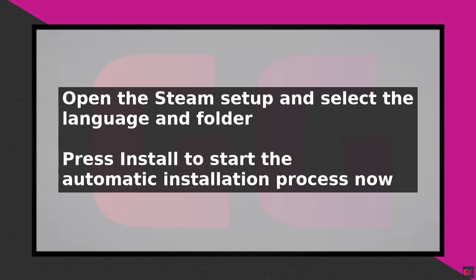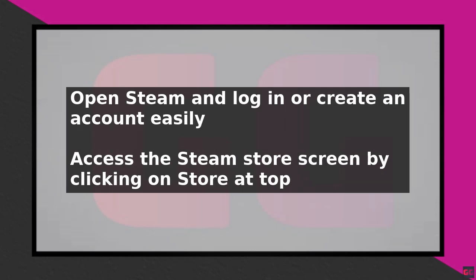With Steam installed, open the app, and you'll be prompted to either log in or create an account. If you don't have an account, creating one is easy and will guide you through the process. After logging in, you should see the Steam Store screen. If not, click on Store at the top of the page. In the search box, located on the right side of the screen, type in The Crimson Diamond, which is the name of the game you want to download.